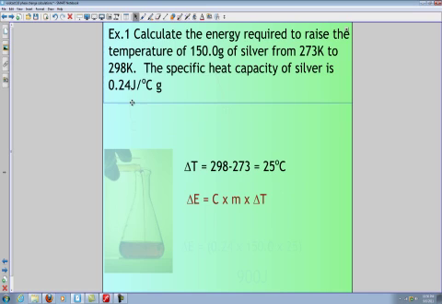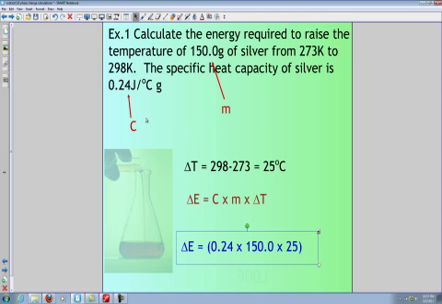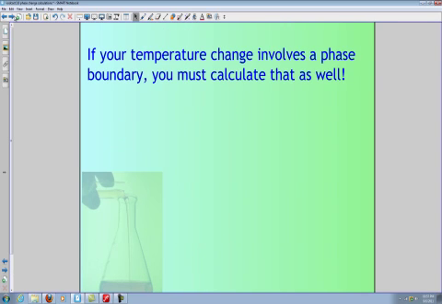C is given to us. Okay, that is C. Okay, specific heat is given to us. It says specific heat capacity, so that's what that is. Okay, and then the mass is also given to us. Okay, 150 grams. So we're just going to take all those things and basically just plug them into our equation. Okay, so we plug them in. We've got 0.24 times 150 times 25. Okay, and all we're doing there is just taking the numbers from the problem and plugging them in. Okay, and that's going to lead us to our answer of 900 joules. Okay, so relatively straightforward.